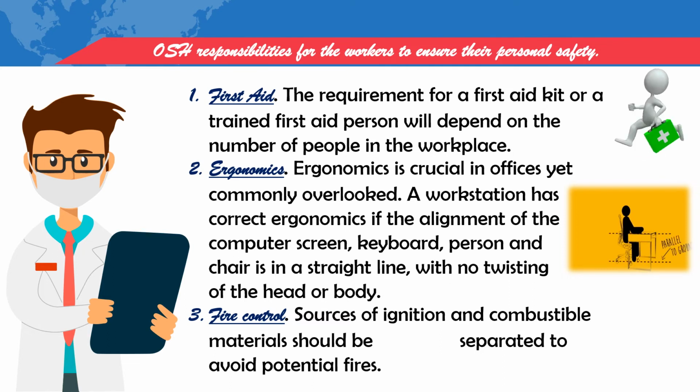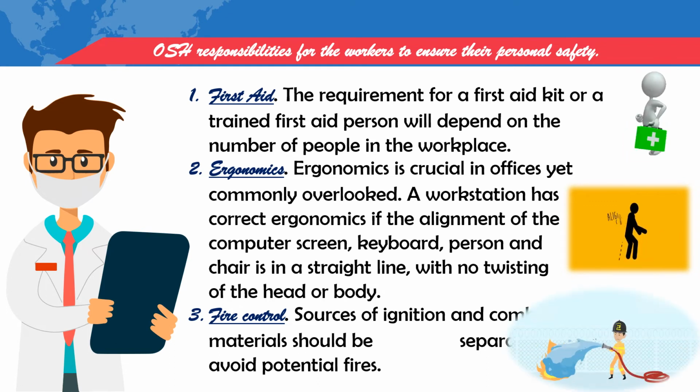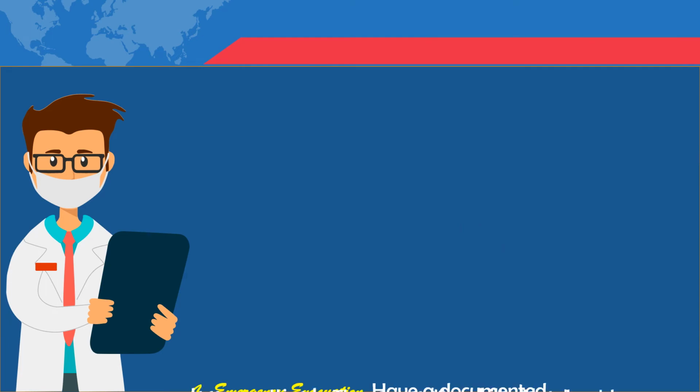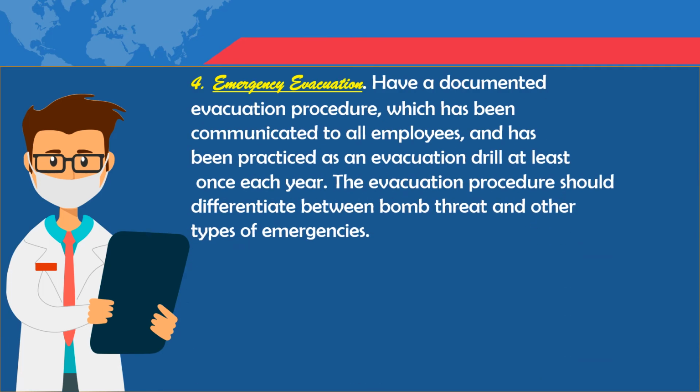Number 3, fire control. The sources of ignition and combustible material should be separated to avoid potential fires. Number 4, emergency evacuation. Have a documented evacuation procedure which has been communicated to all employees and has been practiced as an evacuation drill at least once each year. The evacuation procedure should differentiate between bomb threats and other types of emergencies.